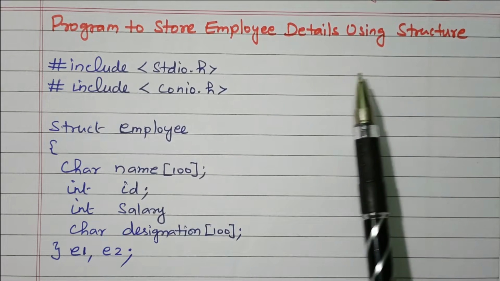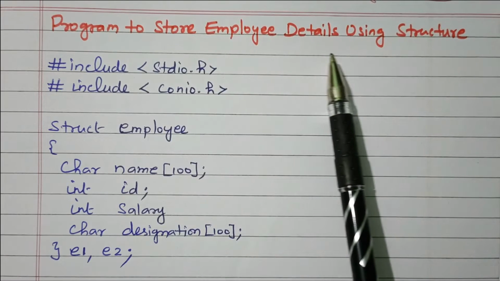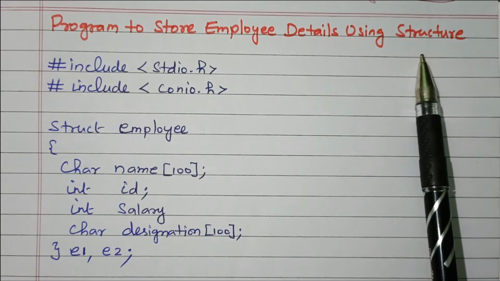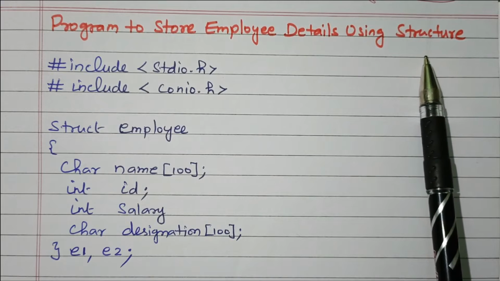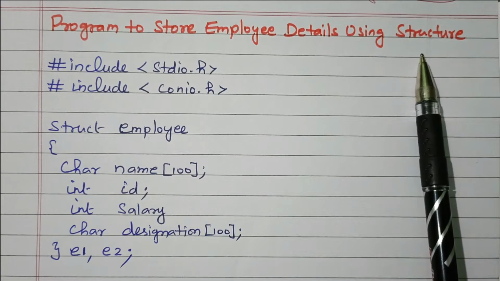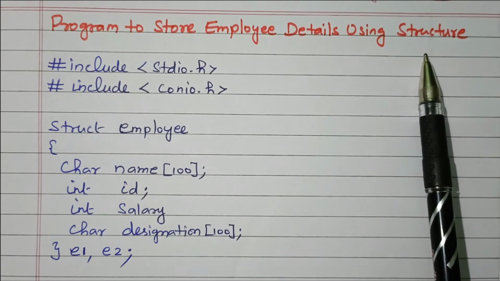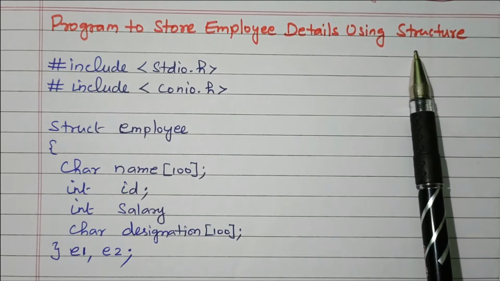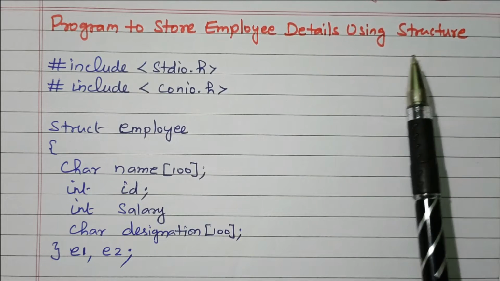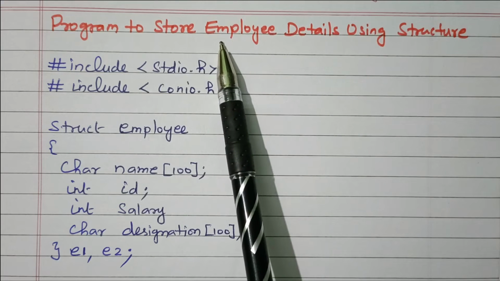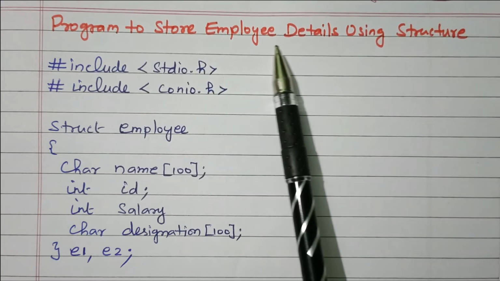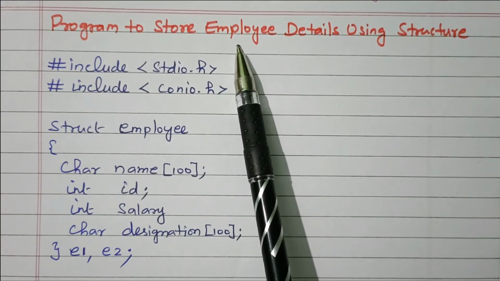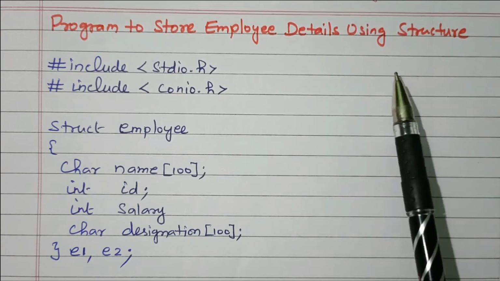Now we'll go to the program. We need to store the employee detail using the structure. We know that structure is a collection of different type of data that are logically related. We know that array is a collection of same type of data. Structure means different type of data. That is, the structure employee will contain the employee details. The data type may be different. So we need to store the employee details using the structure.